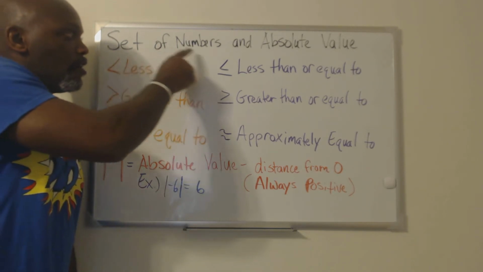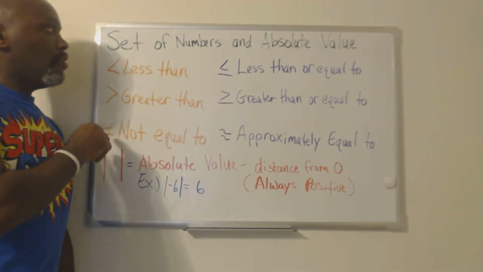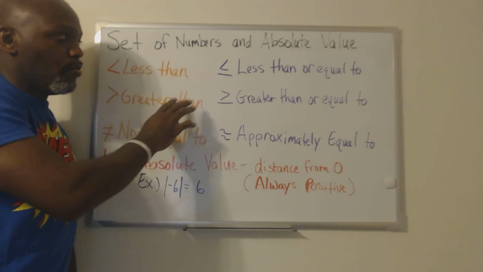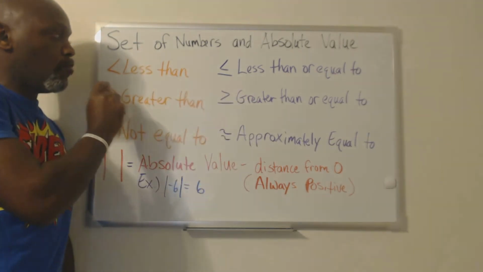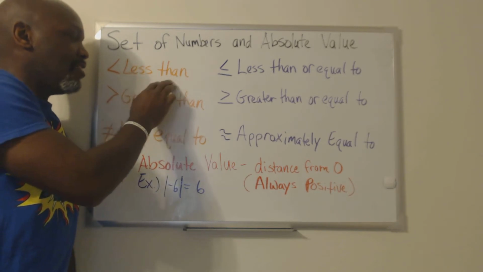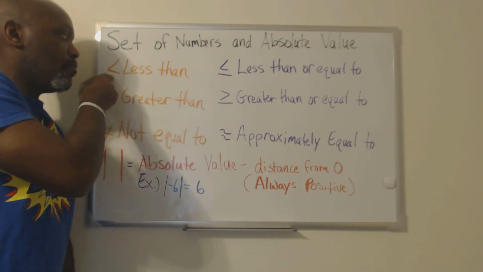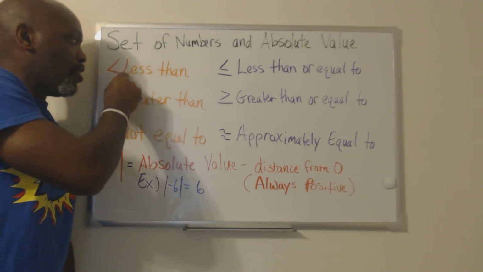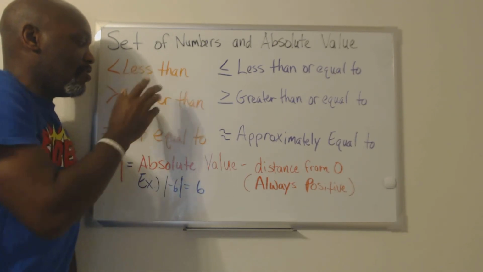We're talking about set of numbers in absolute value, sets of numbers that can be compared to each other. This seems a little bit simple, but the main part you want to pay attention to are the words. Okay, less than, and you'll use this symbol. Is less than, you'll use a different symbol. So make sure that you understand when it says less than this number.